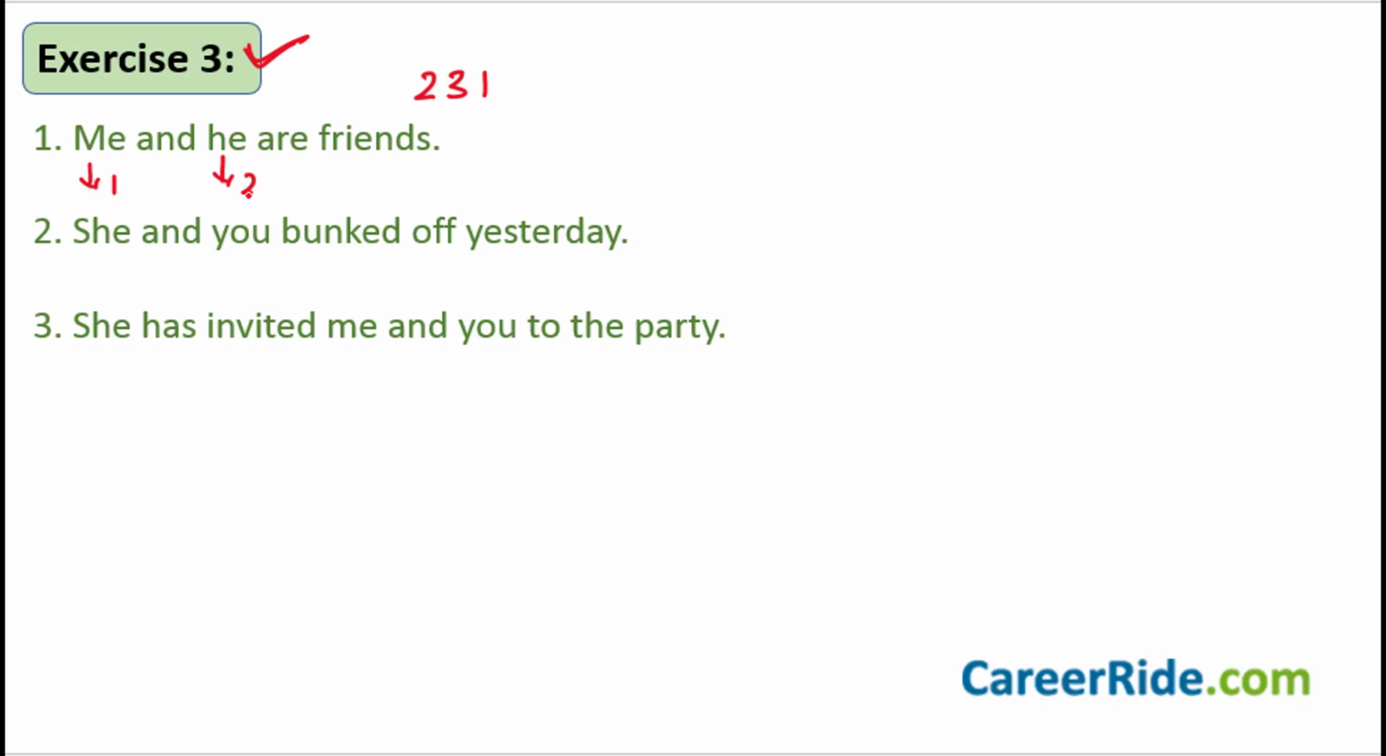No, sorry. He is third person, which means I have to reverse. So it should be he and me. Ideally, he and me are friends is what I should write. But see here, he is subjective case. Me is objective case. No, this is not possible. Both of these have to be in the same case.